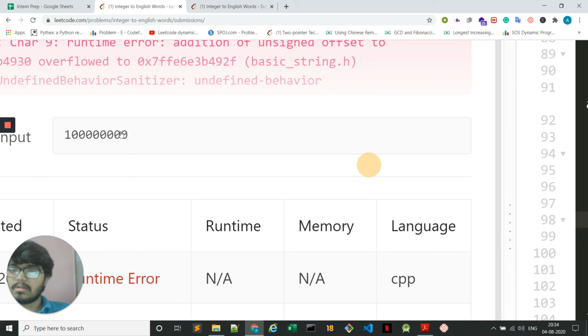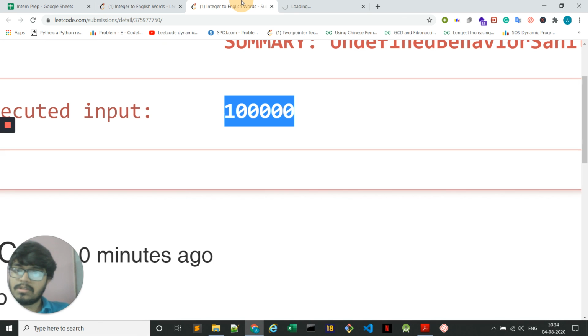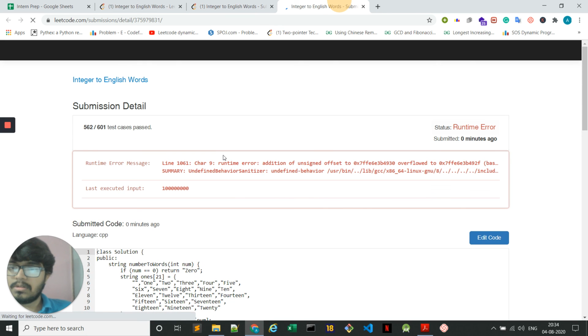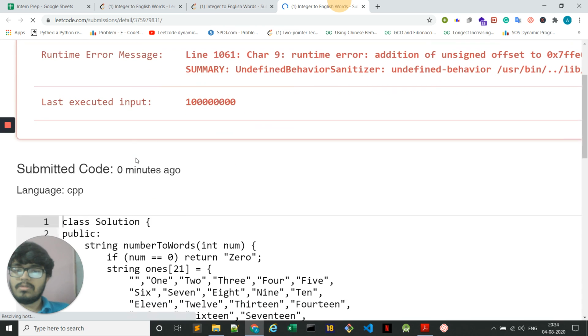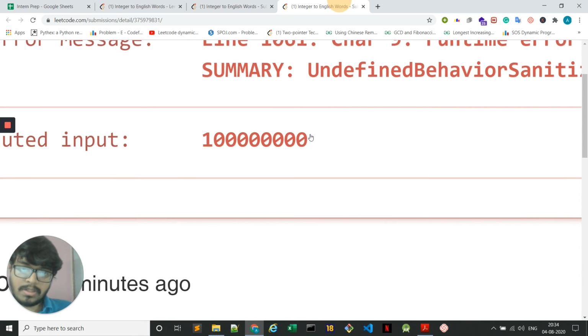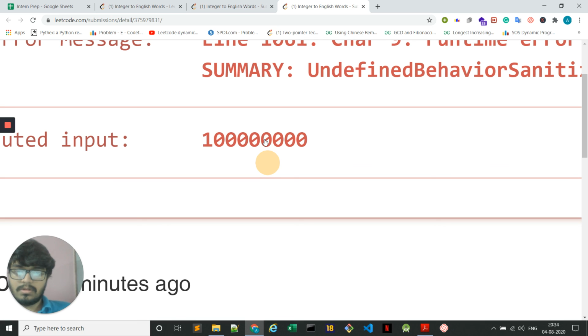Again, there is a runtime error. Which test case is this? 536 have passed, 562. What should be the answer? 1, 2, 3, 4. So it should be 100, 1000. This should be 1000. This should be 10,000. This should be 100,000. This should be 1 million.